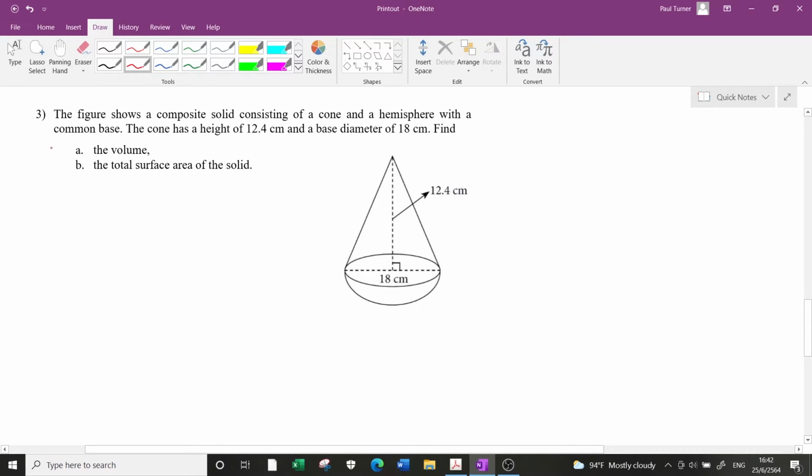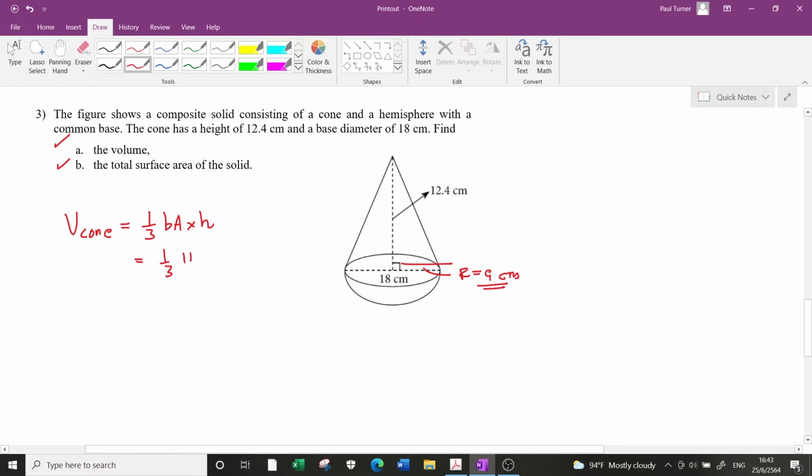In question 3, we want to find both the volume and the total surface area of this solid here. So you'll note we have a cone and a hemisphere. So let's do the volume of the cone first. The formula for that is 1/3 base area times the height. Notice here that the radius is 9 centimeters. We need that.